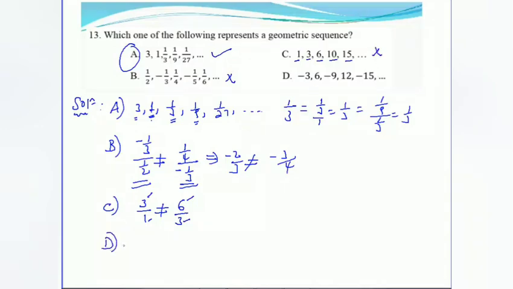Similarly for case D, the second term over the first is different from the third term over the second. You can see that the first one is minus 2, which is different from minus 3 over 2. By 3 it is minus 3, by 3 it's 2. So there is no common ratio for this sequence. So definitely our answer will be A.